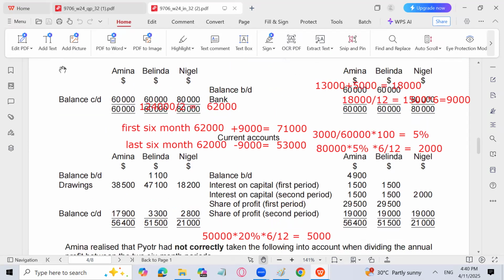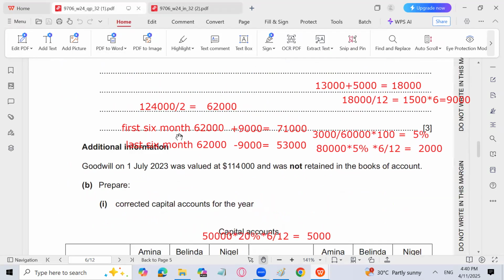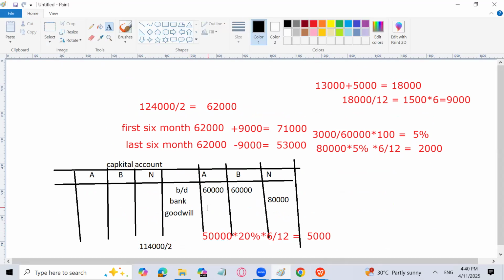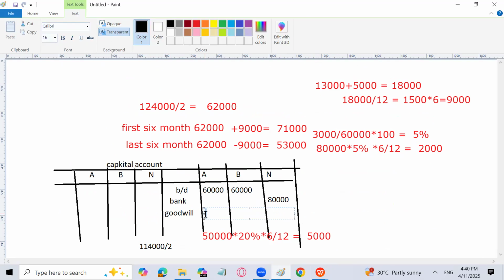Goodwill is given here in the question paper, 1,14,000. So 1,14,000 divided by 2, what is it? That is going to be 57,000. 57,000 here and 57,000 I will write here in A and B. So goodwill is supposed to be retained in the business and it is distributed between the old partners in the old ratio. Then goodwill is going to be written off between all partners or new partners with the new ratio.